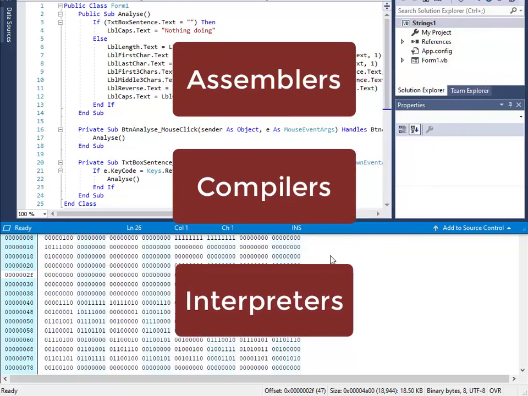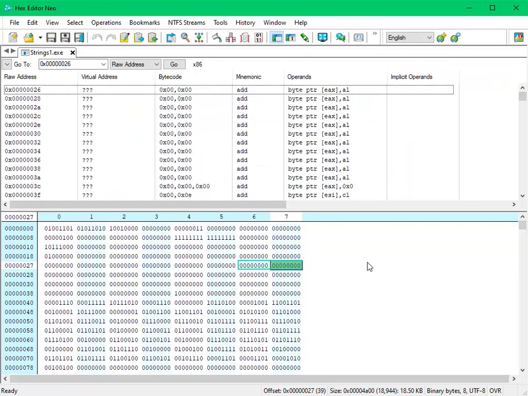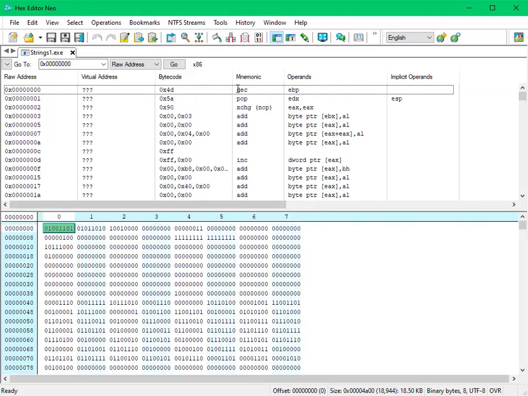Of these three, the most straightforward one to understand is an assembler, because an assembler simply takes assembly language and rewrites it as machine code. So it takes all of these little mnemonics that will have been written by the programmer and changes them into the specific bytes for each of these instructions. But there's something quite important about assemblers.